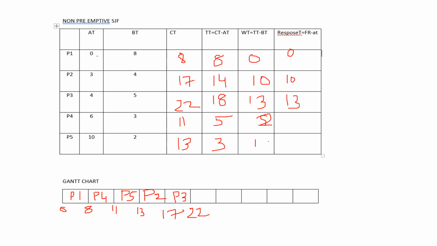And first response of P4, it is 8. 8 minus 6 equal to 2. P5 first response 11. 11 minus 10 is equal to 1. Okay. Then you have to find out the average, that you know, right? Add all these, divide by 5. You will get the average. Like that we have to show.